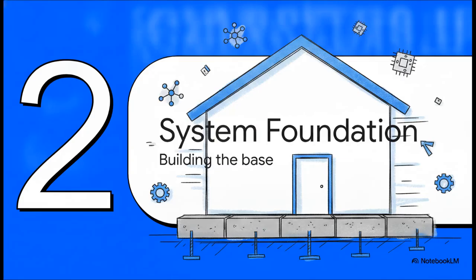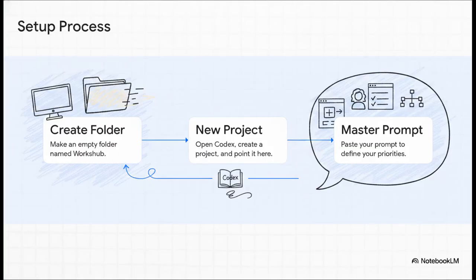Moving right along to phase two, the foundation of your AI system. The physical setup here is incredibly accessible. It is literally just 3 steps. First, you just create an empty folder on your computer. We'll call it Workshop. Second, you open the Codex app, create a new project, and just point it to that empty folder. Third, paste in your master prompt.